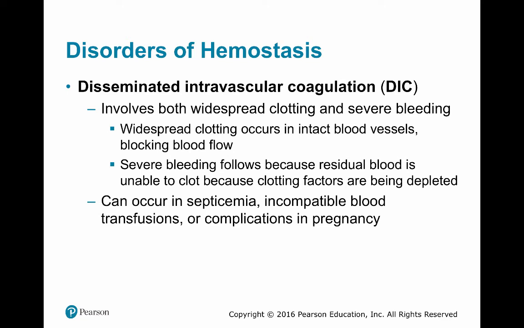DIC, or disseminated intravascular coagulation, basically involves both widespread clotting and severe bleeding. Widespread clotting occurs in intact blood vessels and blocks blood flow, and that's the problem. And severe bleeding follows because residual blood is unable to clot because clotting factors are being depleted by basically activating blood clotting where you don't need it to be. So it can occur in septicemia, incompatible blood transfusions, or complications in pregnancy.